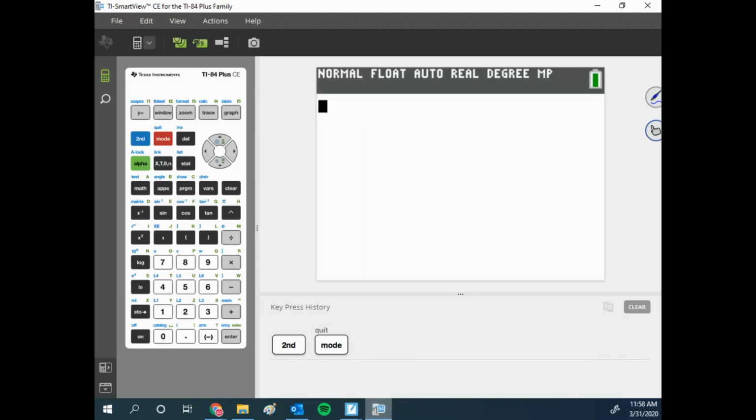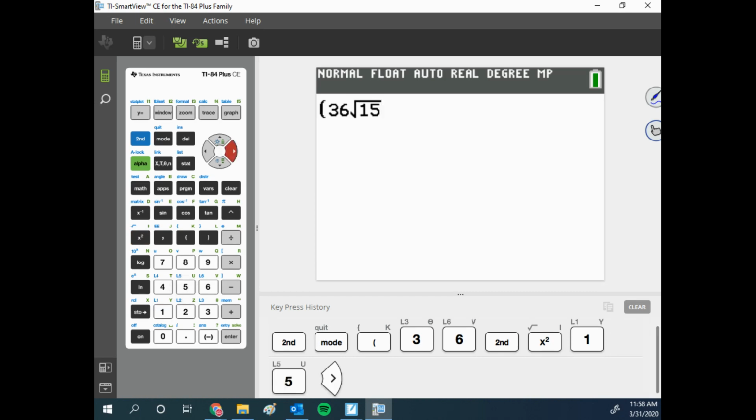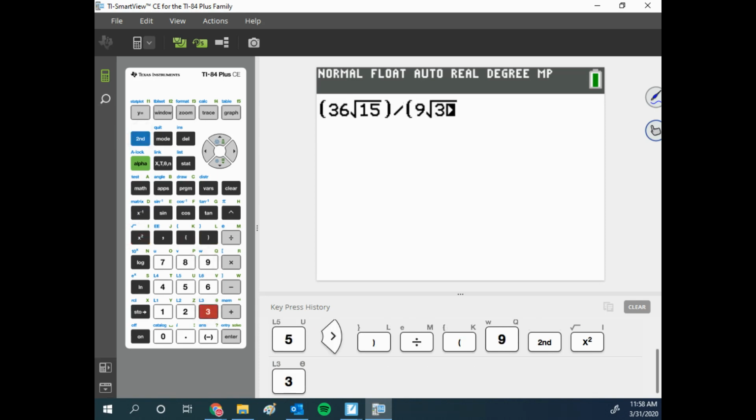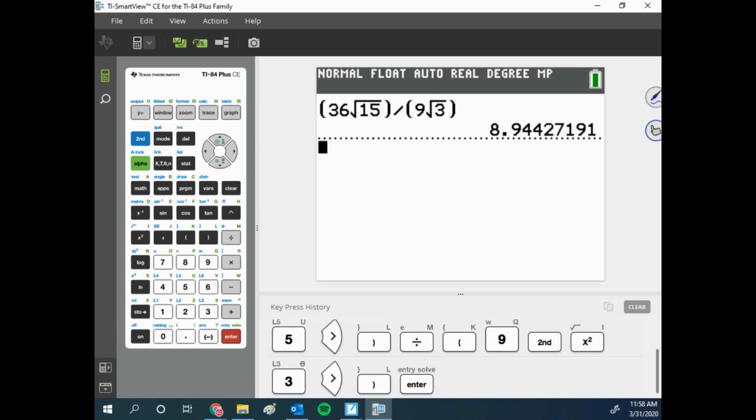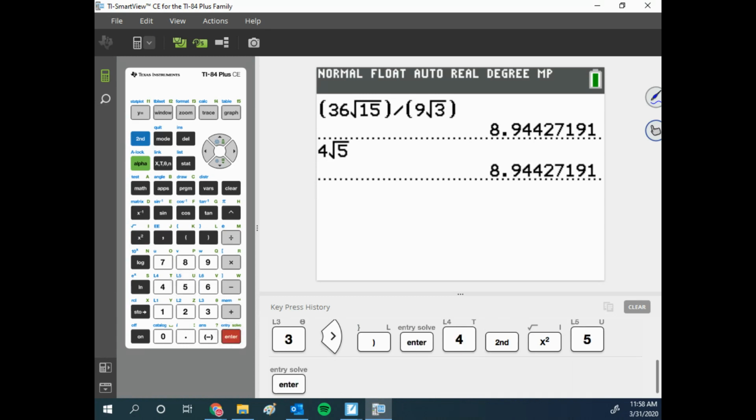I could take the original question, with brackets around your numerator, depending on what your calculator looks like. So 36 root 15, close that bracket, and then brackets around my denominator, 9 root 3, close that. And I get 8.944, and my final answer was 4 times square root of 5, which should give me the same irrational trailing decimal, and it does. So that means that I've simplified correctly.